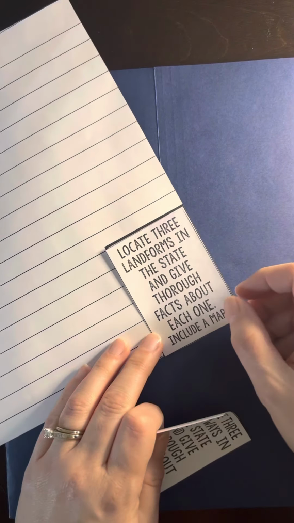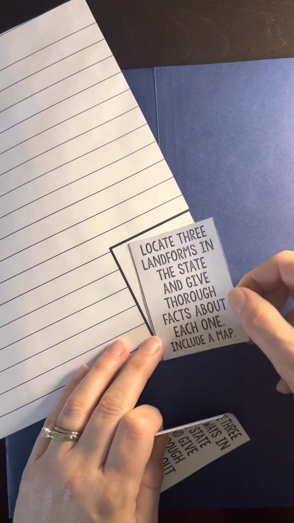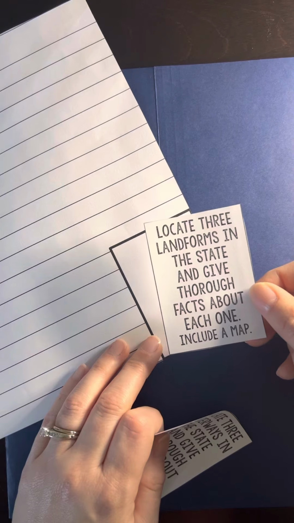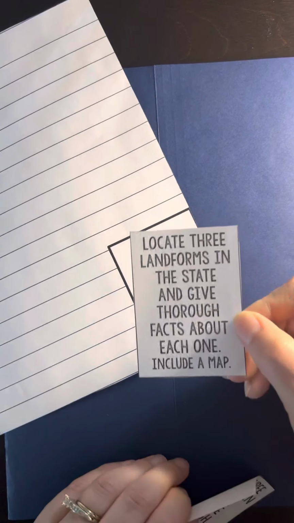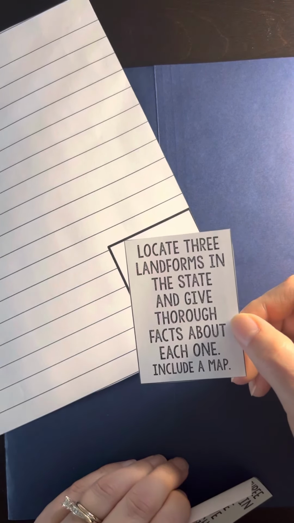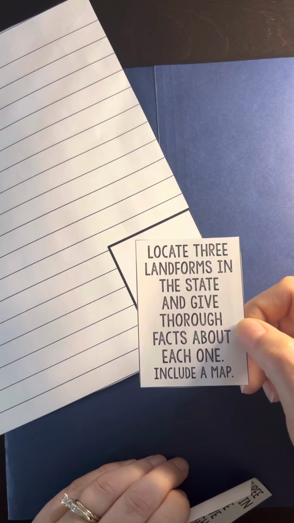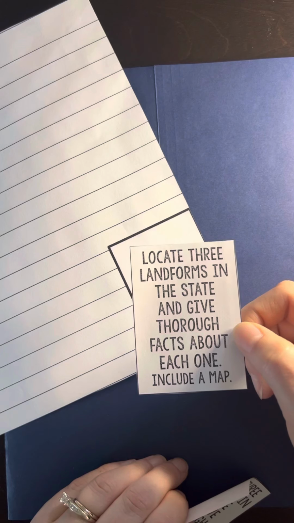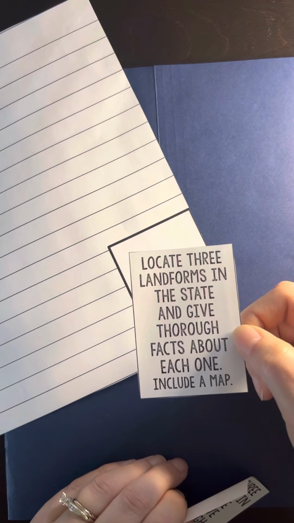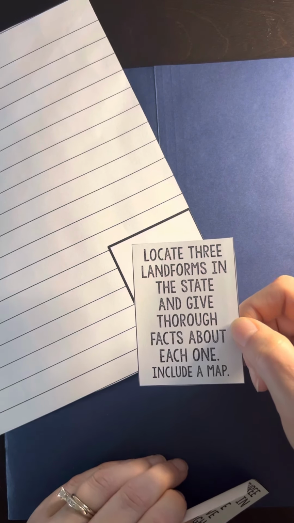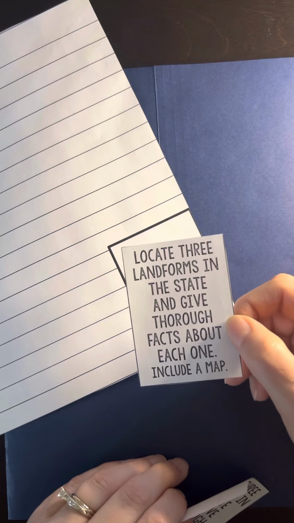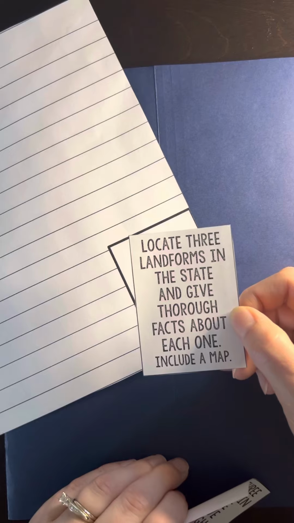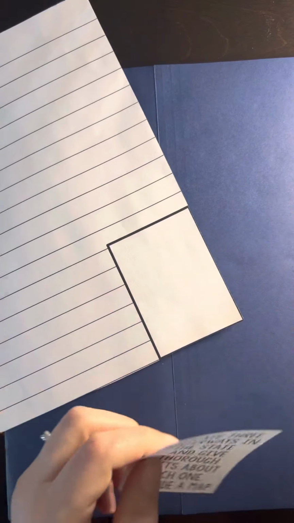This one says, locate 3 landforms in the state and give thorough facts about each one. Include a map. This is a good one to look at the example of the state of Texas and how they separated out the state of Texas according to their landforms. And you would do the same, but with the map of Indiana, and you would color it and write the landforms on there. And then you would give thorough facts about each of those different landforms in your writing.